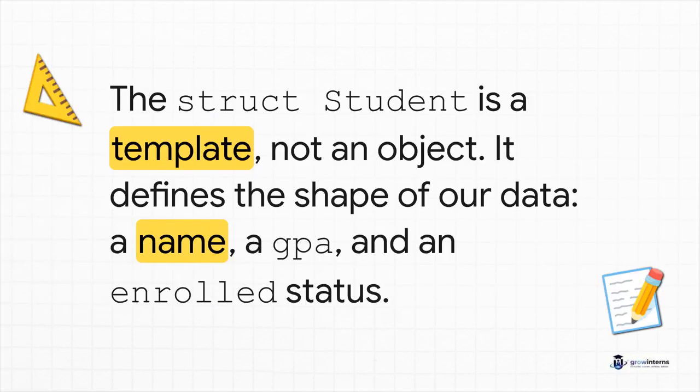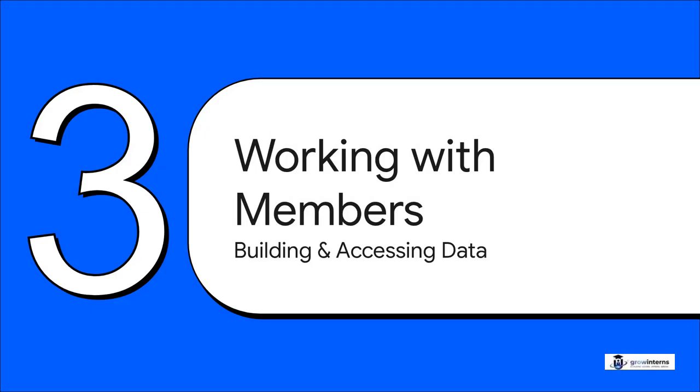And here's what that blueprint looks like in real code. We've defined a brand new type called student. Now for the rest of our program, C++ knows that anything that is a student will have a string called name, a double called GPA, and a Boolean called enrolled. But this is super important. This code right here doesn't actually create a student yet. It just defines the template. So we've got the blueprint. How do we actually build the car?